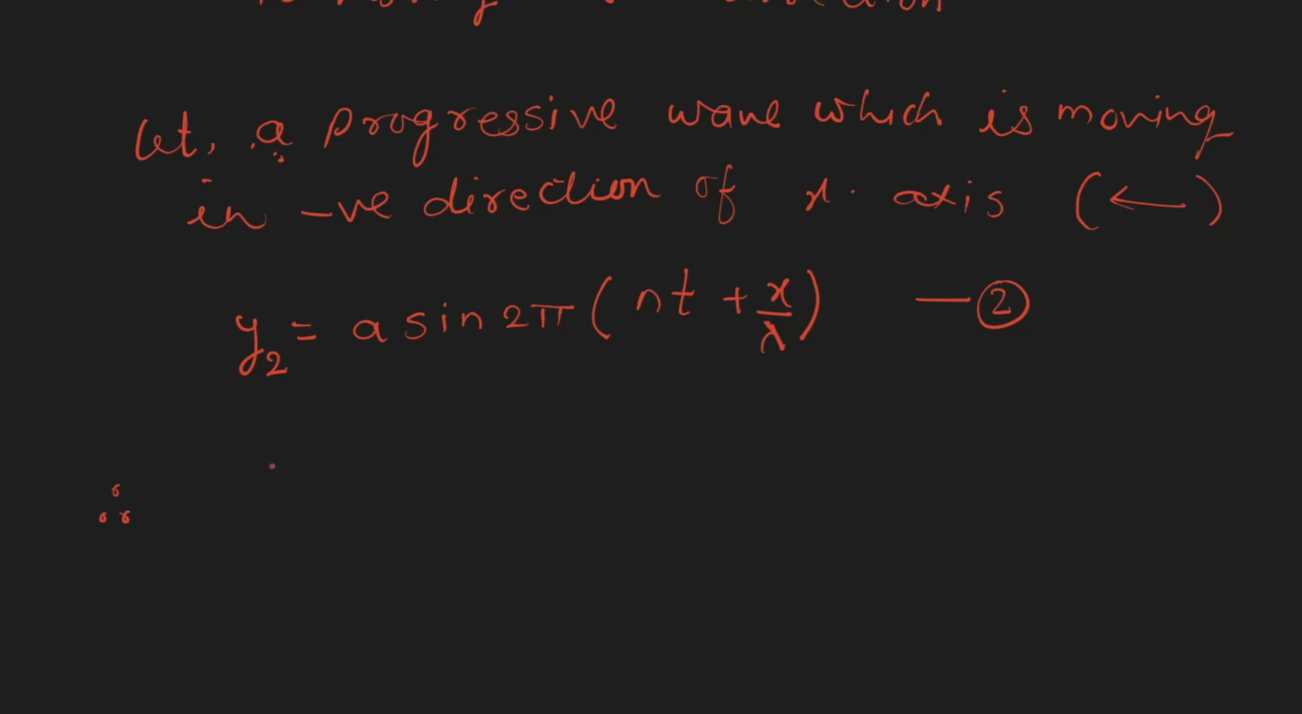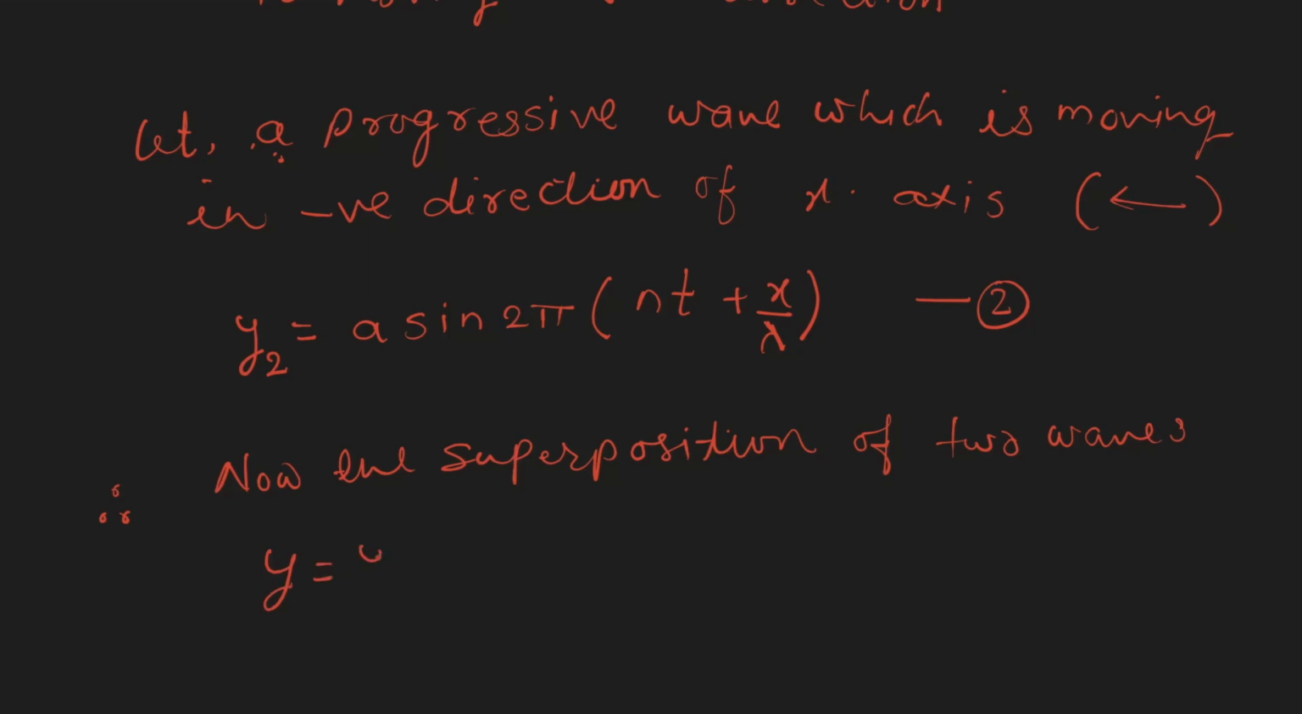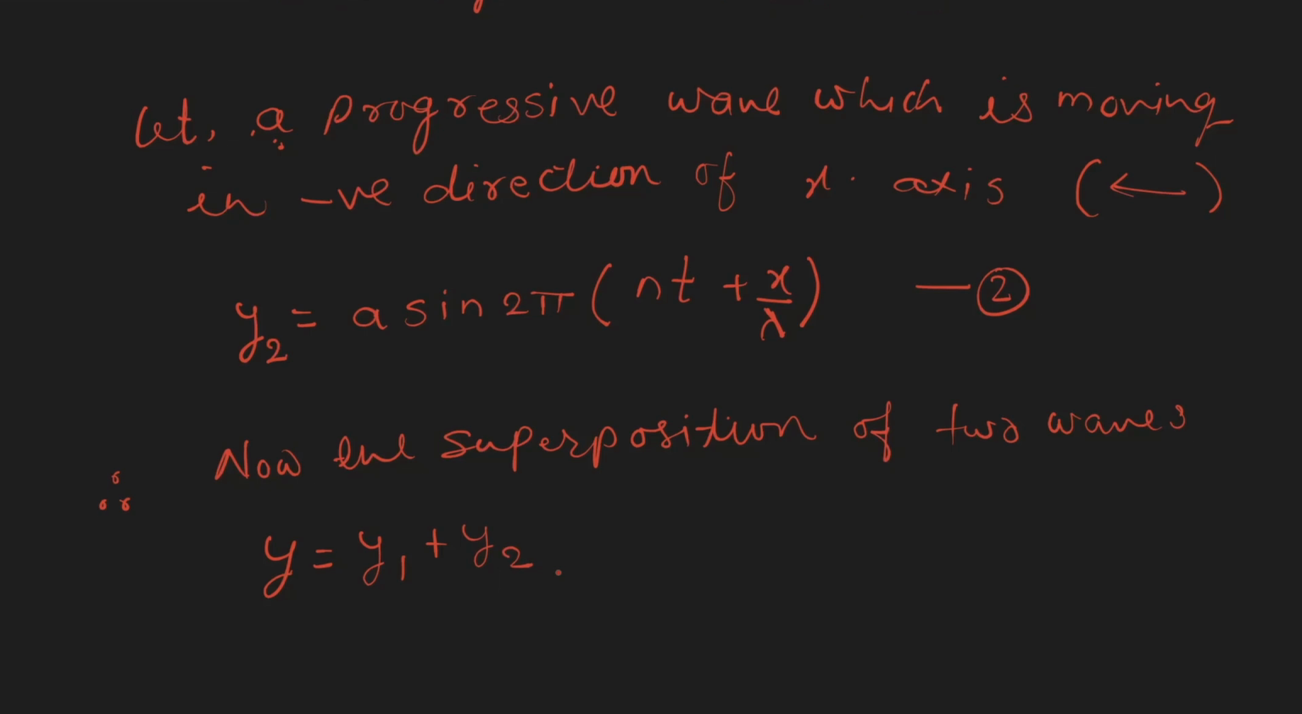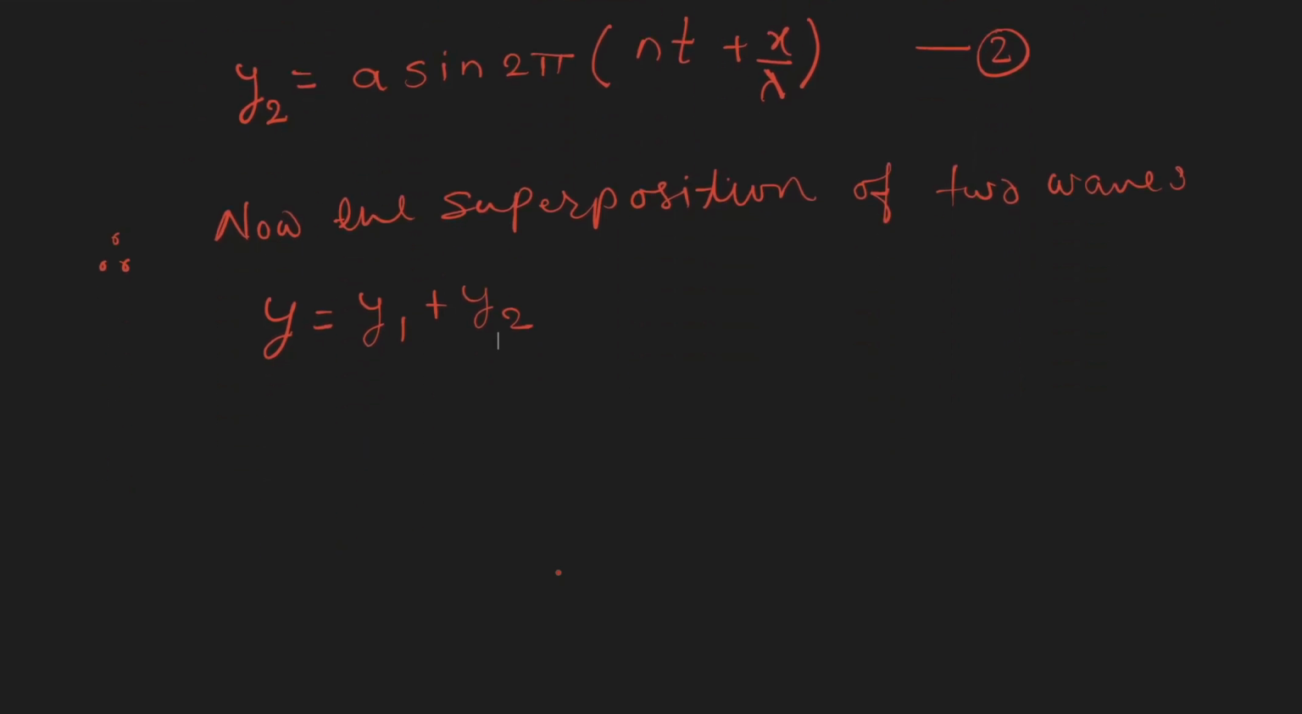Therefore, we will consider the superposition of two waves. In that superposition of two waves, the resultant wave y will be equal to the vector sum of two waves y1 and y2. Here we will consider the magnitude of two waves. Therefore, we have to add equation 1 and 2. Now, we will add equation 1 and 2 in order to get y.